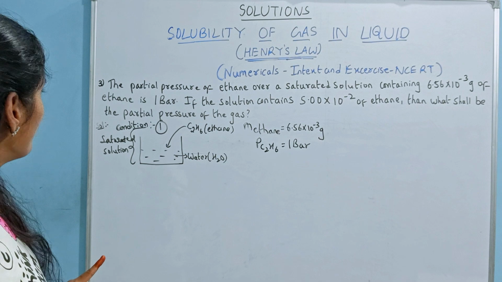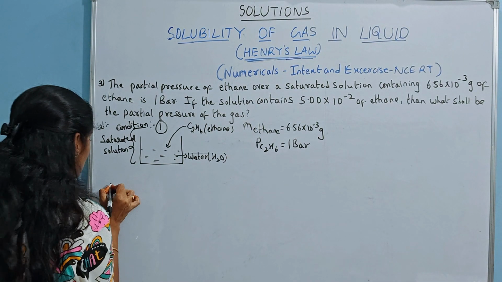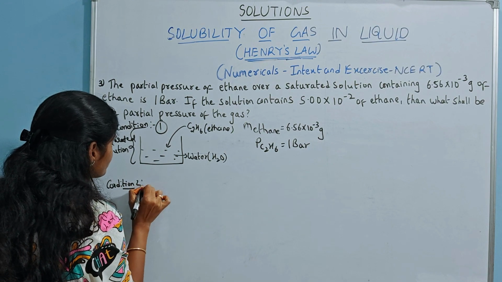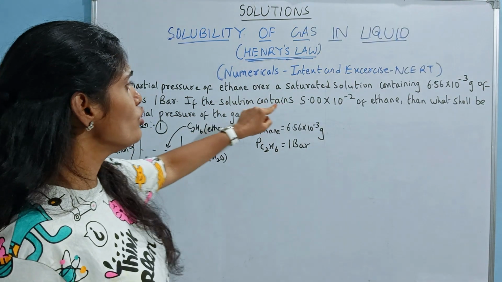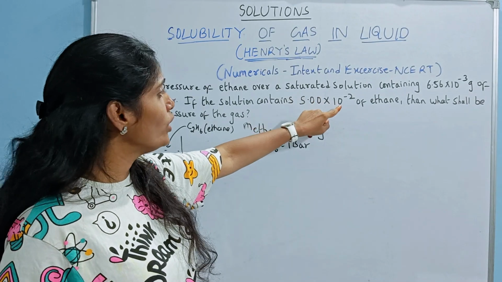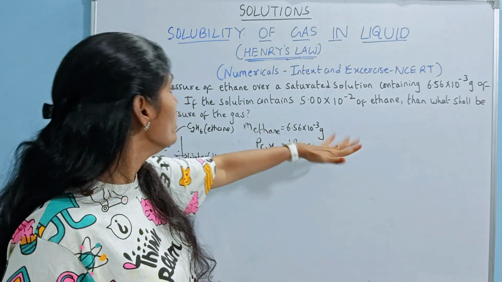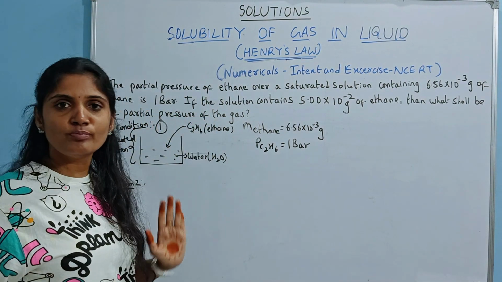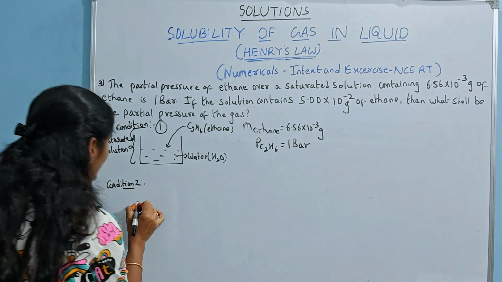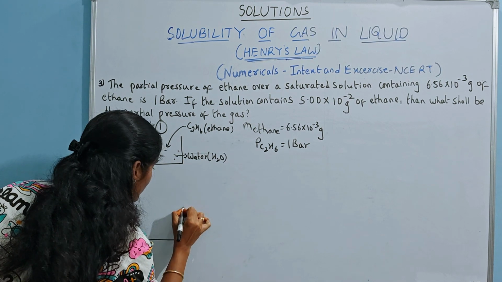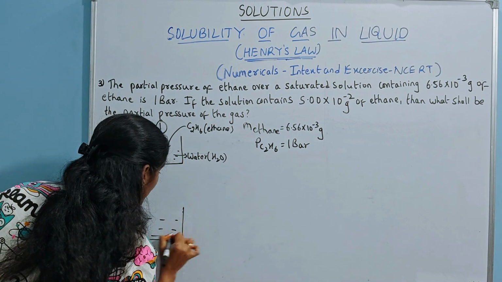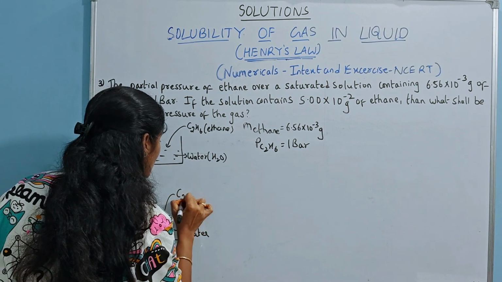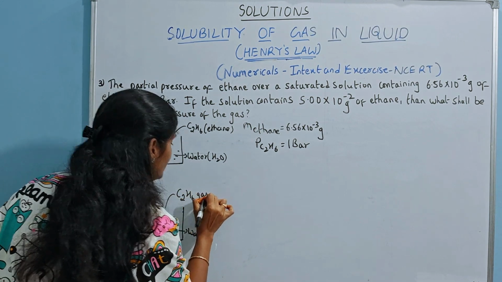Now he has given one more condition for us. I will take this as my condition 2. The next condition is, if the solution contains 5.00 × 10^-2 grams of ethane, then what shall be the partial pressure of the gas? Now it is the same thing, everything is the same. I have water, and into this water we have passed ethane gas.